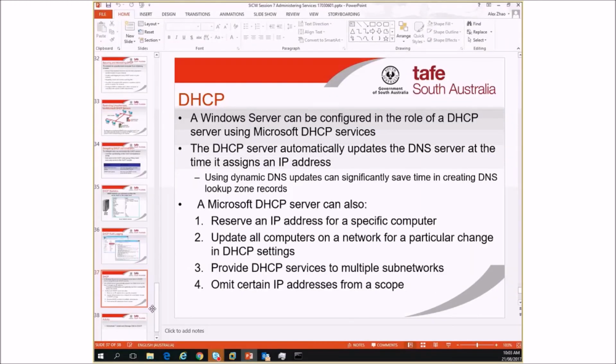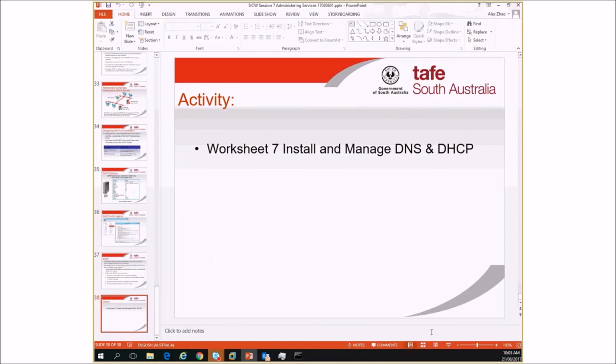What I want you to work on is worksheet 7. And like I said, if you haven't already started your assignment by this stage, you should be well and truly into it. If you haven't started it, it's time to really get started.